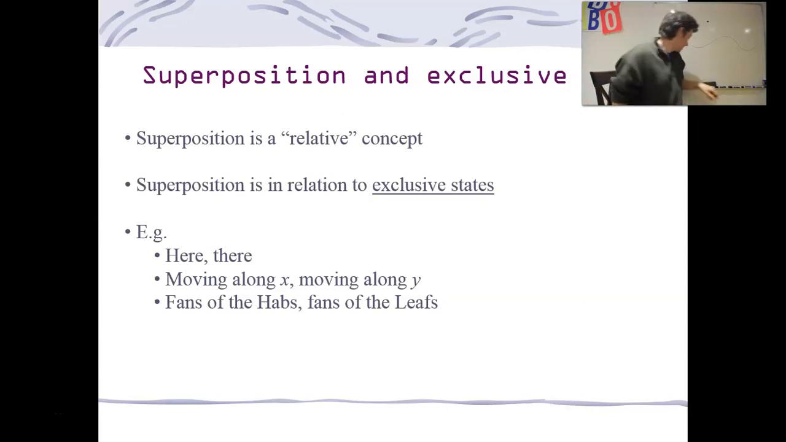Another example would be here or there. What does this mean? Well, if you're here, you're definitely not there, and if you're there, you're definitely not here. So these are exclusive states, and we can use superposition with exclusive states.